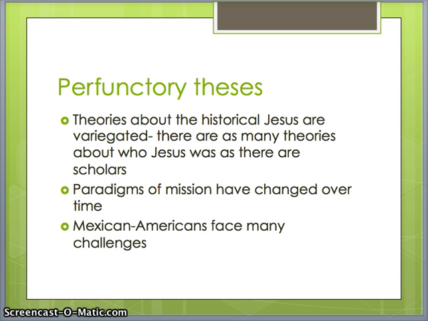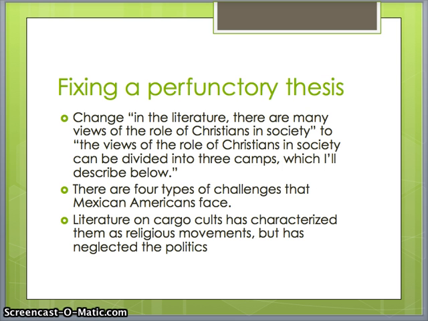All right, you would want to improve these perfunctory theses, so here are my ideas for fixing them. If you changed, in the literature, there are many views of the role of Christians in society. See, that's like those previous perfunctory theses too. The views of the role of Christians in society can be divided into three camps, which I'll describe below. Okay, that would be more of a central understanding that says there are basically three ways to see this, and I'm going to describe them. Still not terribly impressive, but at least it takes a statement like there are many views and boils it down to three.